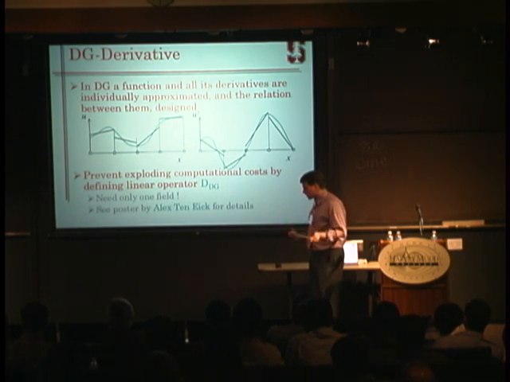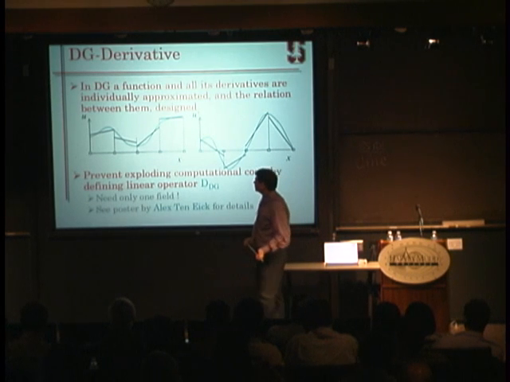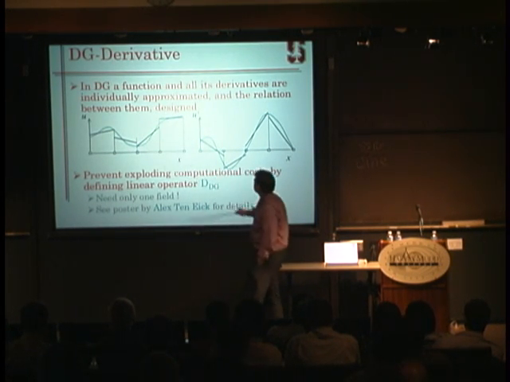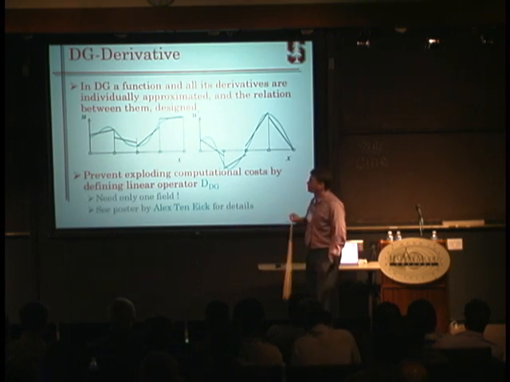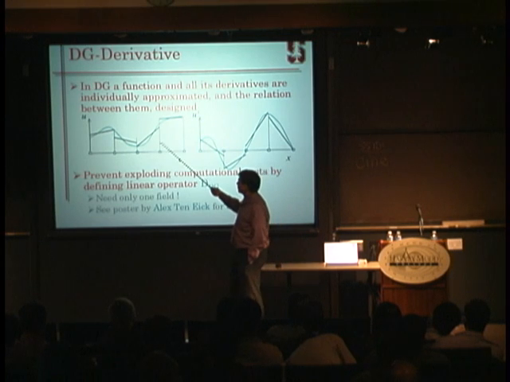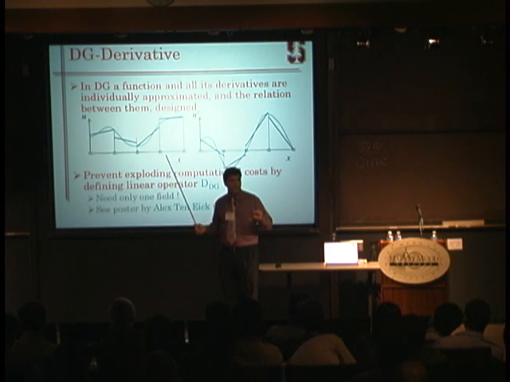Any discontinuous Galerkin method is based essentially on one observation. The idea is the following. In DG methods, a function and all its derivatives are individually approximated. And the relation between the function and the derivative is imposed by design. That's how you design your method, okay?